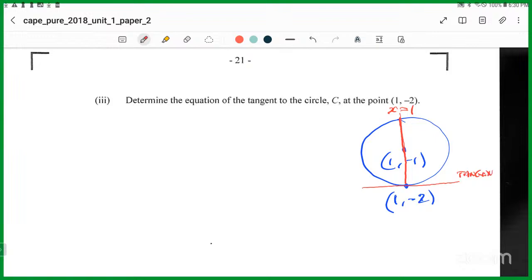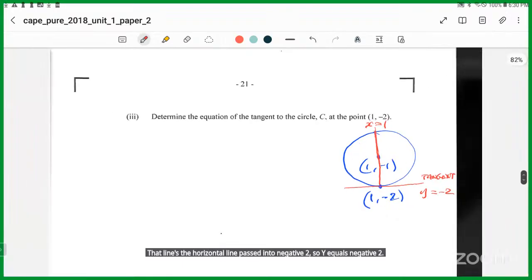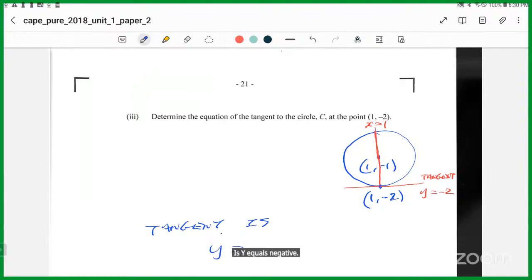That line is a horizontal line passing through negative 2. So it's y equals negative 2. That's it. Now that you know the calculation, the tangent is y equals negative 2. That doesn't need any calculation.